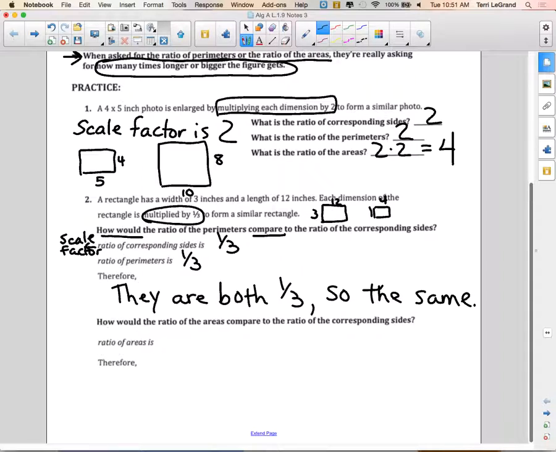So whatever the scale factor was, that's how it affects the perimeter also. We would expect the perimeter of our new one to be 1/3 the perimeter of the old one, the original one.